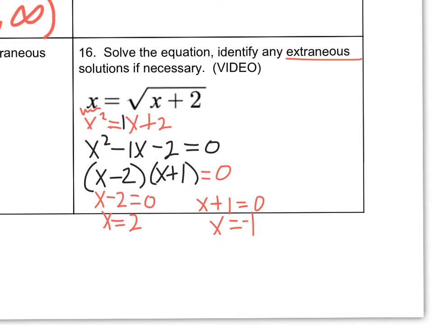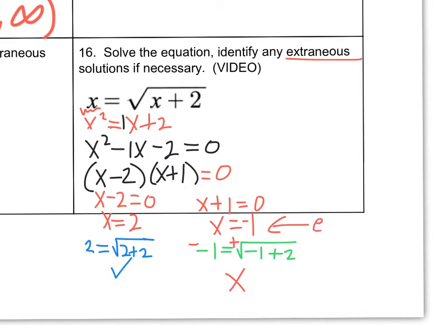So let's plug these numbers in and see which ones work. If I plug 2 in, we get 2 is equal to the square root of 2 plus 2. 2 plus 2 is 4. The square root is 2. That one works. If I plug -1, we get -1 is equal to the square root of -1 plus 2. And you might notice that here we have a positive square root and a negative value. That means that this does not work, that this value is extraneous.